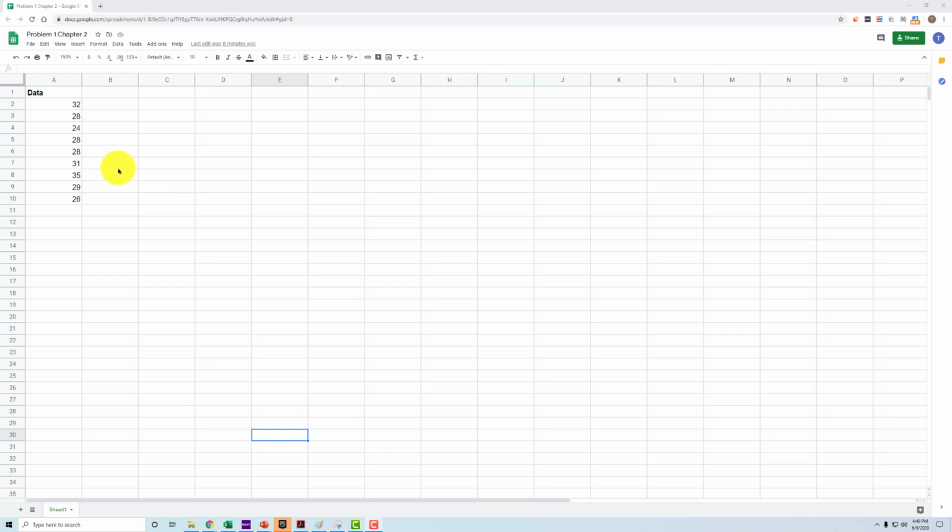Okay, so what we're seeing here is the data that I've already entered from set 1, problem 1 from the textbook that was assigned. We have 9 points of data here. It says 10 because we have the heading here, but there are 9 points of data. The first step is to calculate the mean, or the average. We can use the average function to do that. That'll give us the correct answer. So our average is 29.